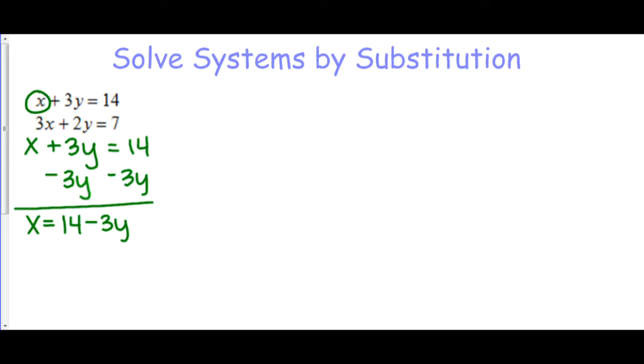Now I have my x variable alone, so I can use that expression to substitute in for the x in that second equation I haven't done anything with yet. So I'm going to start off with the 3, and instead of writing x in parentheses, I'm going to replace x with the expression that I solved for. So I'm going to have 14 subtract 3y. Then I'll go on with the rest of the equation, plus 2y equal to 7.